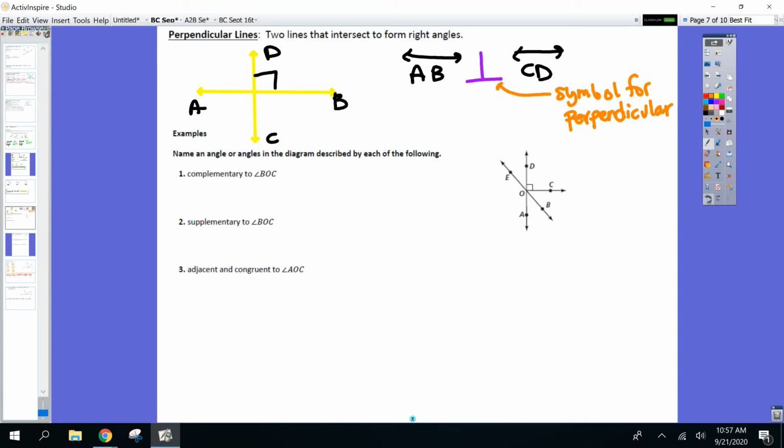Can somebody remind me real quick, complementary, what's that? Adds to 90. Got to remember that. Don't get it confused with 180. So can you find an angle that when I put it next to or with BOC, it adds to 90 degrees?